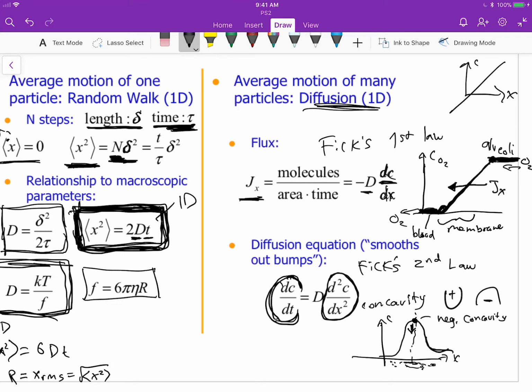On the other hand, right over here, this looks like we have positive concavity, right? And so positive concavity means that the change in the concentration over time right here is going to go up. Same with over here, we have a positive concavity at this point, so this is going to go up. And then if you looked at a place like here and right here, these inflection points, there isn't any concavity, so that won't change.